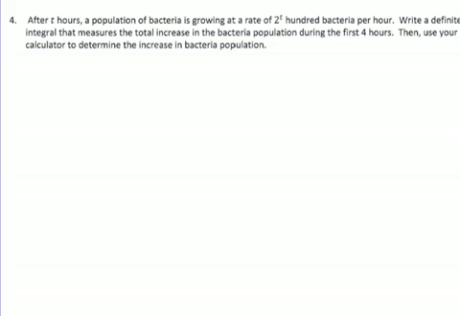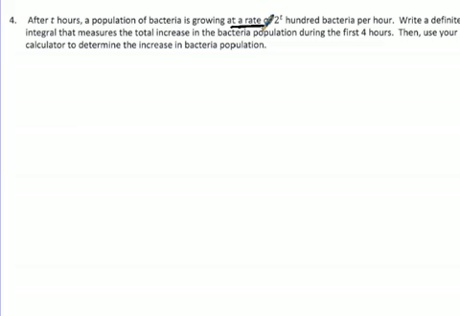In the next question, after t hours, the population of bacteria is growing at a rate of 2 to the t hundred bacteria per hour. Write a definite integral that measures the total increase in the bacteria population during the first 4 hours. Then use your calculator to determine that increase in population. Notice they're giving us a rate function. It says here it's growing at a rate of 2 to the t.